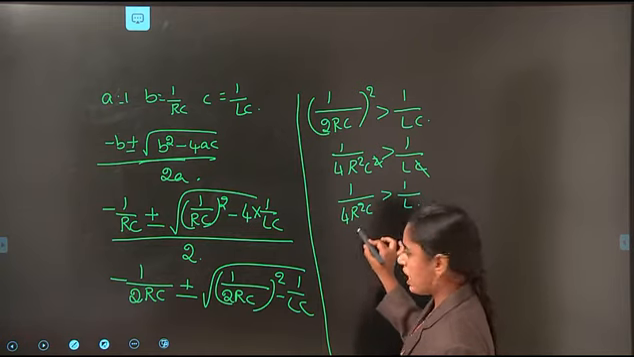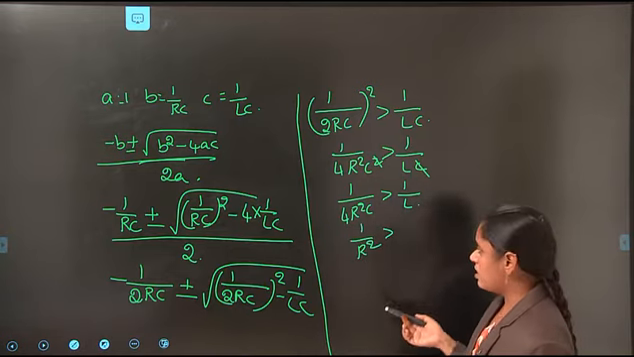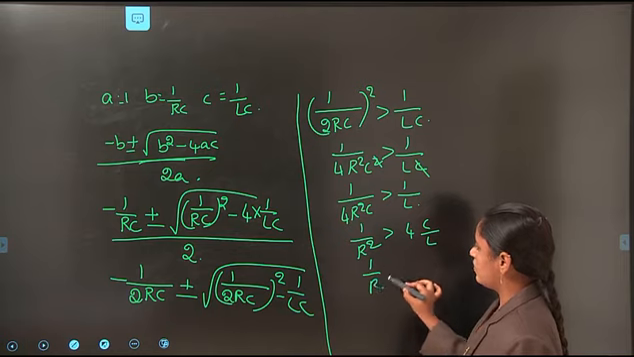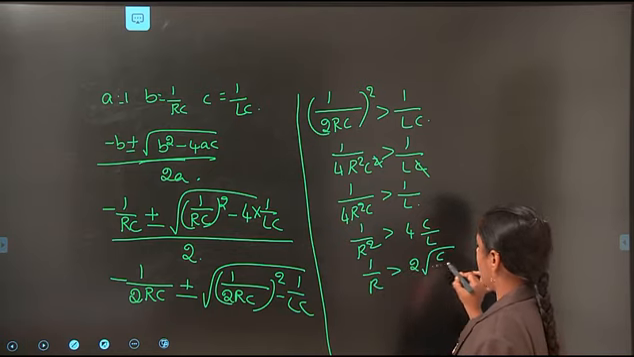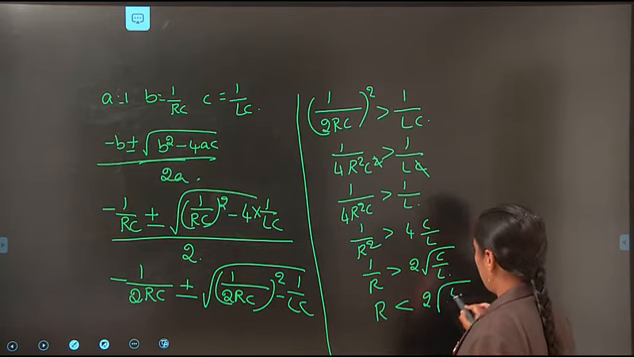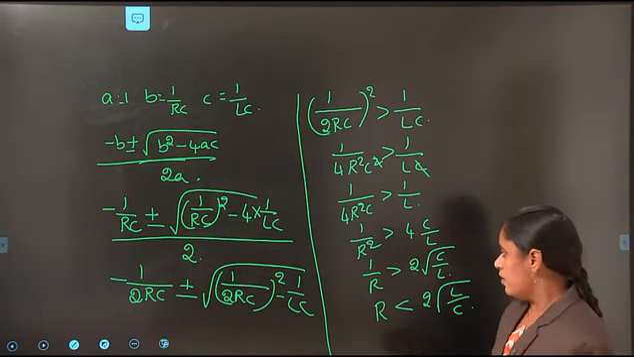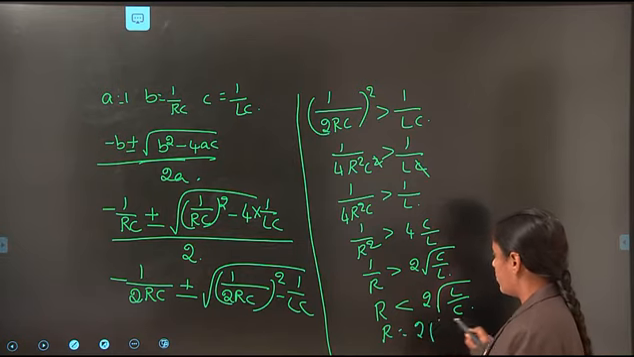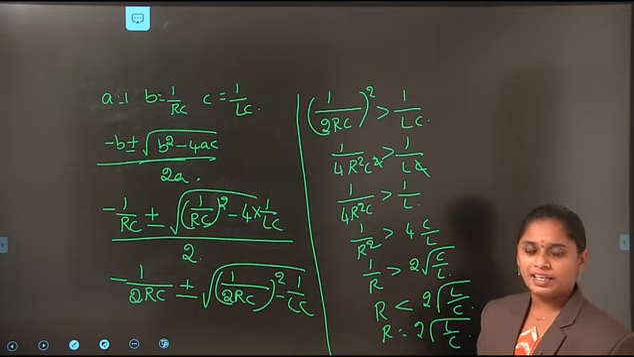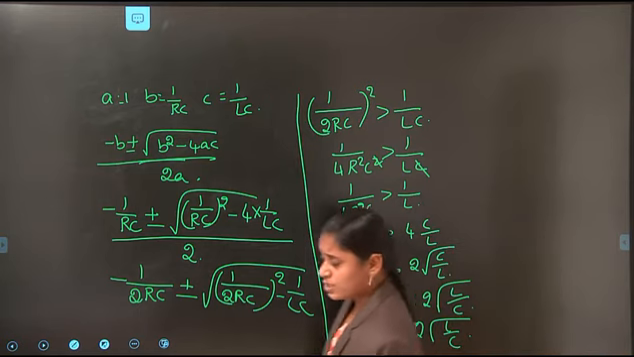So then what is the value of 1 by R square? 1 by R square is greater than 4C by L. So 1 by R is greater than 2 root of C by L, and R is less than 2 root of L by C. In this case it produces real and different roots. When R is equal to 2 square root of L by C, it produces the same output, real and equal roots. At the greater than condition it produces complex conjugate output.